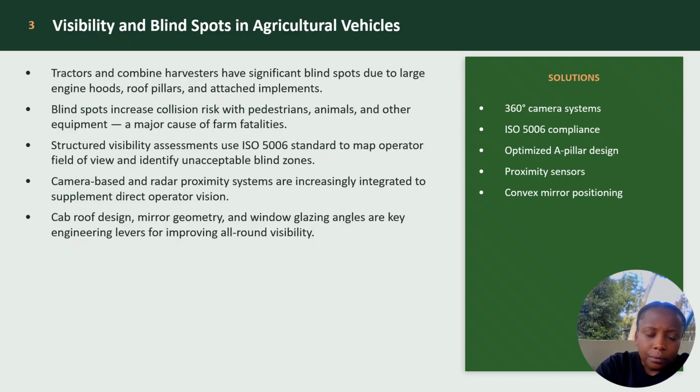The third topic is about visibility and blind spots in agricultural vehicles. The first one is that tractors and combine harvesters have significant blind spots due to large engine supports, roof pillars, and attached implements.